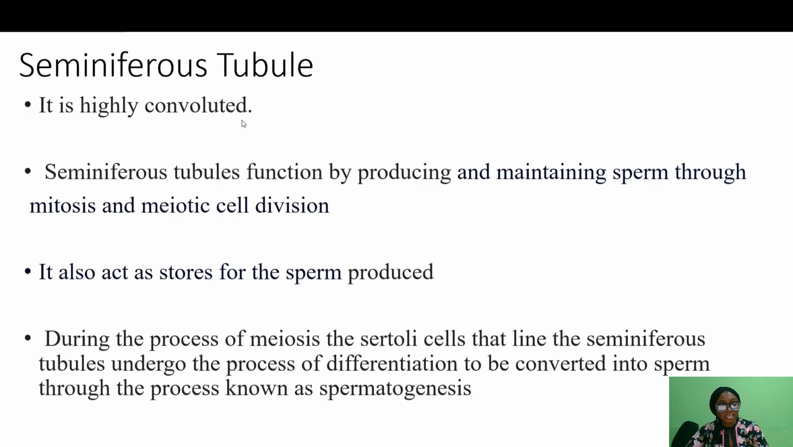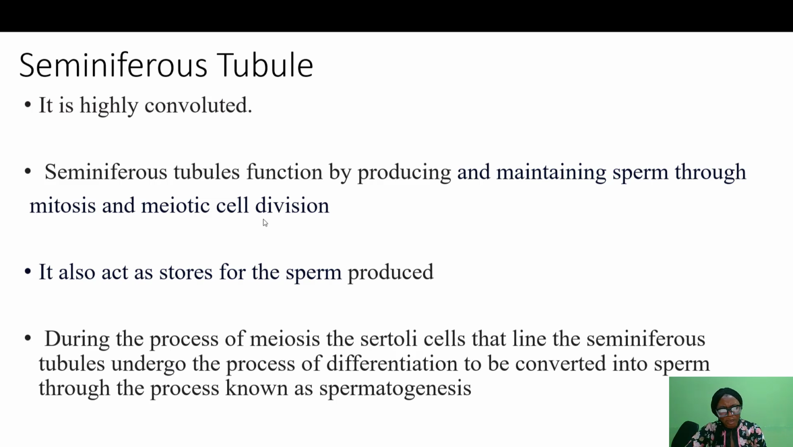Now, the seminiferous tubule. The seminiferous tubule, as I said earlier, is highly convoluted, that is highly twisted, and it functions in producing and maintaining sperm through the processes of mitosis and meiotic cell division. That is where 2 and 4 daughter cells are produced. It also acts as a store for the sperm that is produced.